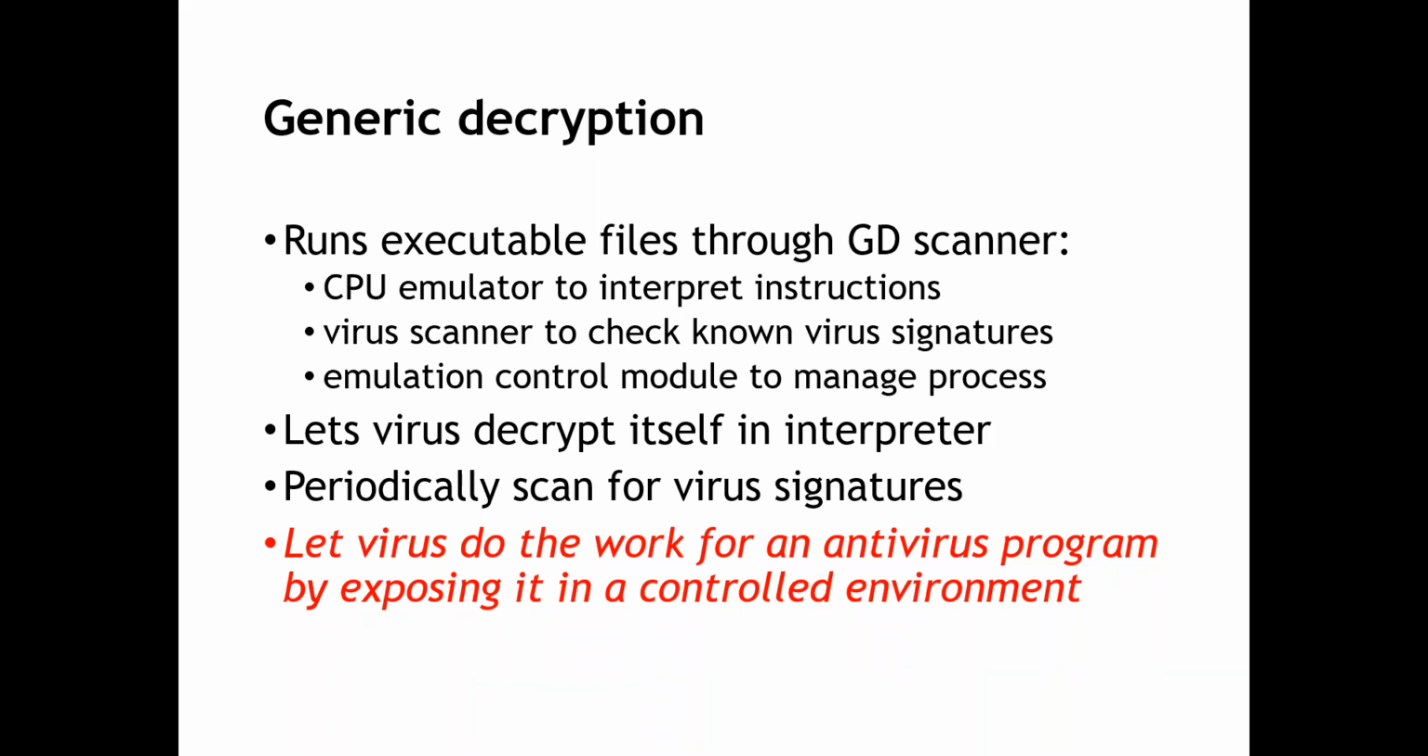Many times we advise to run executable files usually through a GD scanner. GD stands for generic decryption, a generic decryption scanner. What does it entail? It's made up of a CPU emulator to interpret the instructions of what the virus does. This virus scanner will check for the known virus signature. For example, is it called Melissa? What is it called? It will run it and scan it.